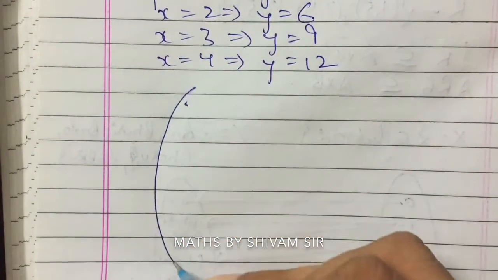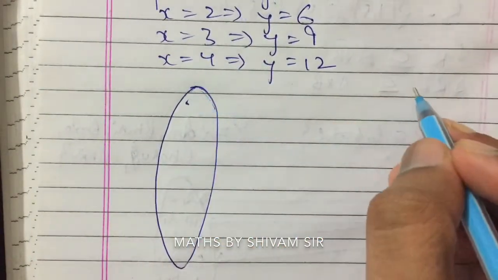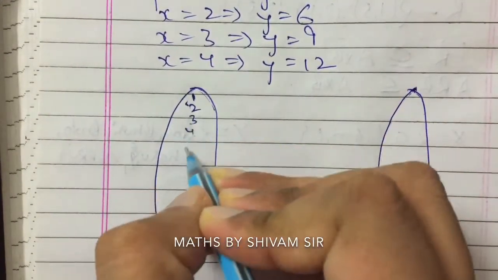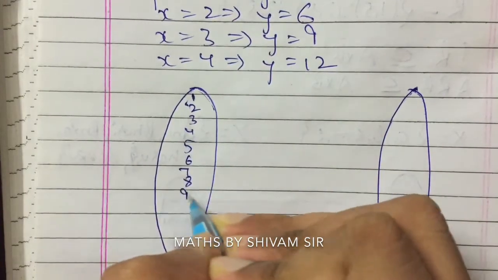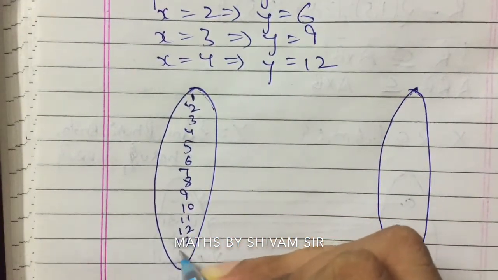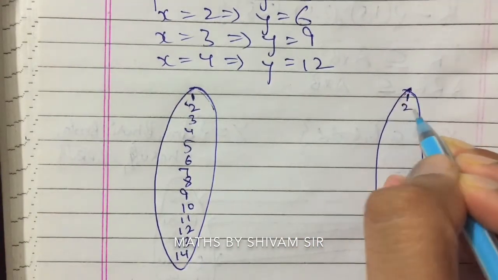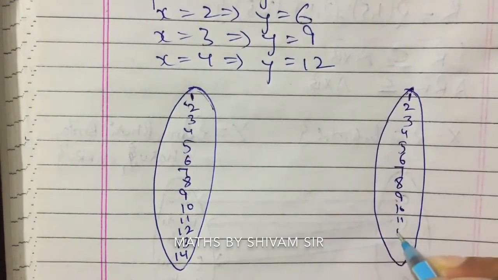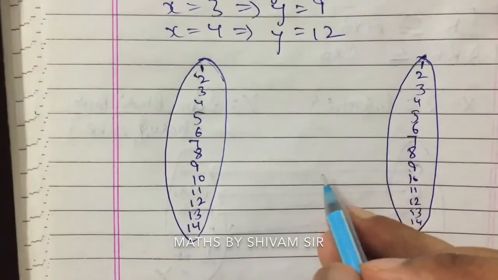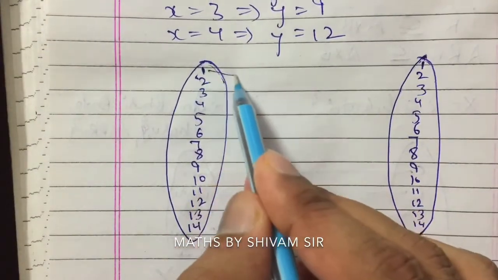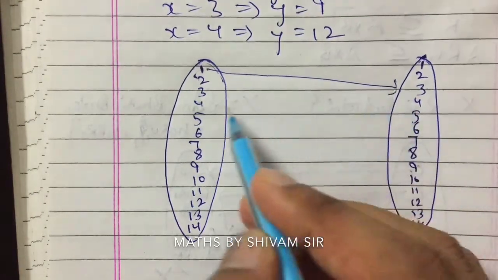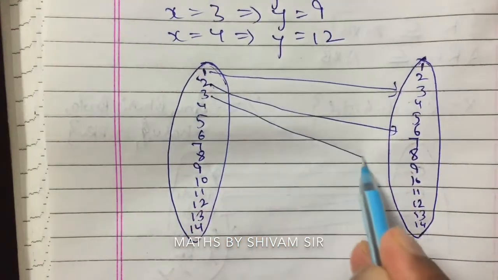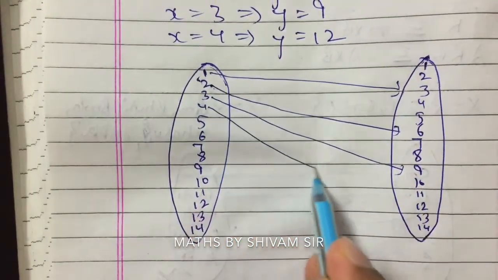You don't have to do it in this way as I am telling you now, just to make you understand this. Suppose we have this A set, so we have a relation in A and A only. So 1, 2, 3, 4, 5, 6, 7, 8, 9, 10, 11, 12, 13, 14. Similarly, 1, 2, 3, 4, 5, 6, 7, 8, 9, 10, 11, 12, 13, 14, right? So relation, if x is 1, y is 3. So mark a relation with this arrow. If x is 2, y is 6. If x is 3, y is 9. If x is 4, y is 12.